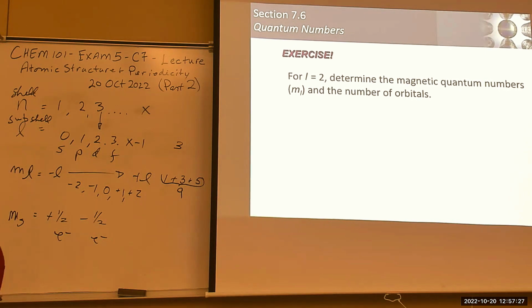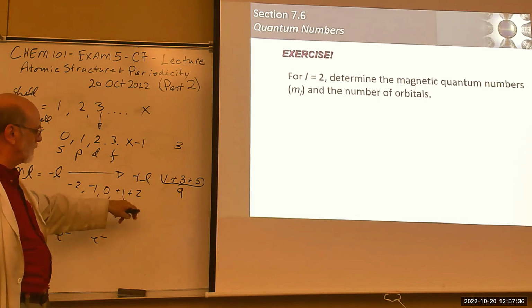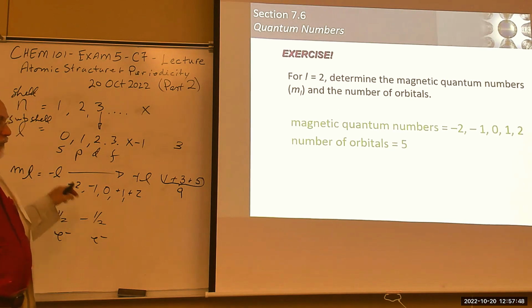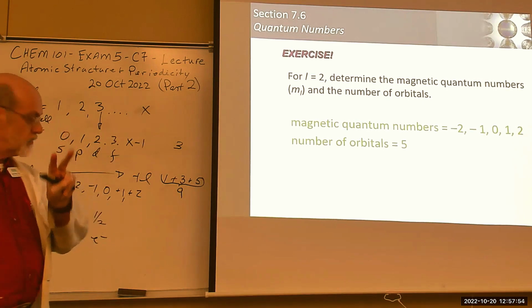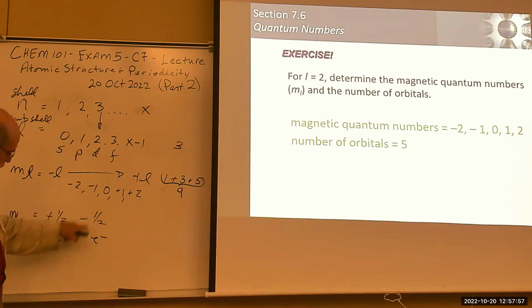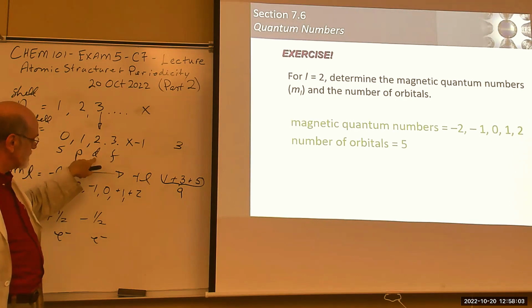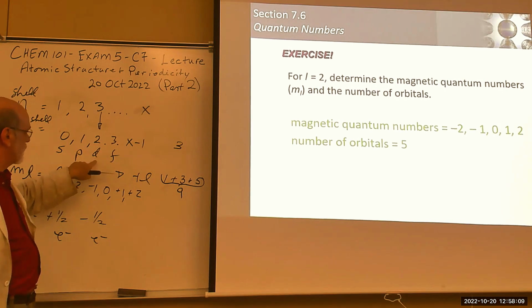Okay, for L equals 2, what are the magnetic quantum numbers? So L equals 2 now, this one. What are the magnetic quantum numbers? Well, -2, -1, 0, +1, and +2. Just like that. So the number of orbitals is 5. And while we're here, how many electrons can we have for each of those numbers? We can have 2. You can have a +½ and -½ for each one of these. So that means if L is equal to 2, the D, you can have a maximum of 10 electrons in that particular subshell.